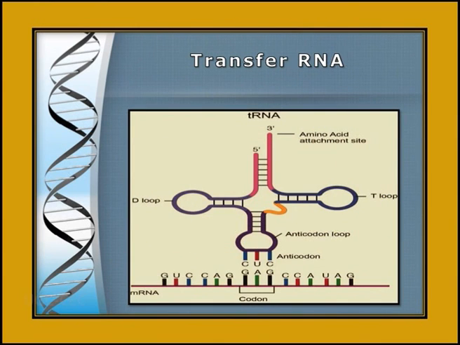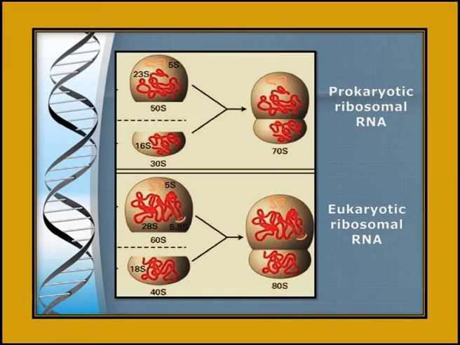What is the function of tRNA? tRNA acts as an adapter molecule, as it has amino acids attached to it, and it is also capable of interacting with the codons of the mRNA. The third important component is ribosomal RNA. Ribosomal RNA is part of ribosomes, which is the site wherein the real process of translation takes place.